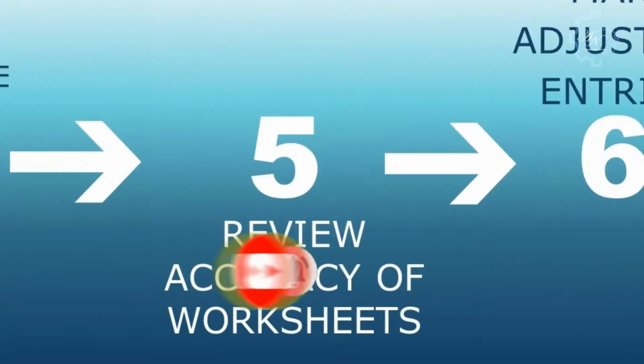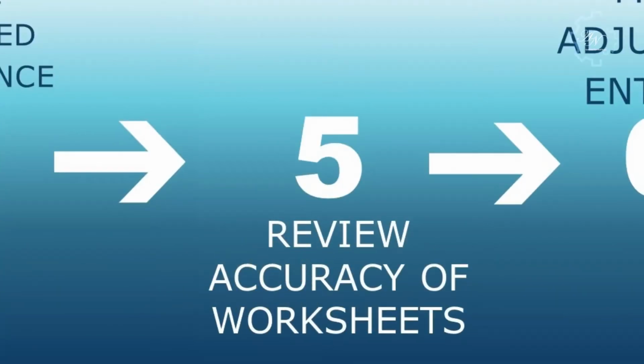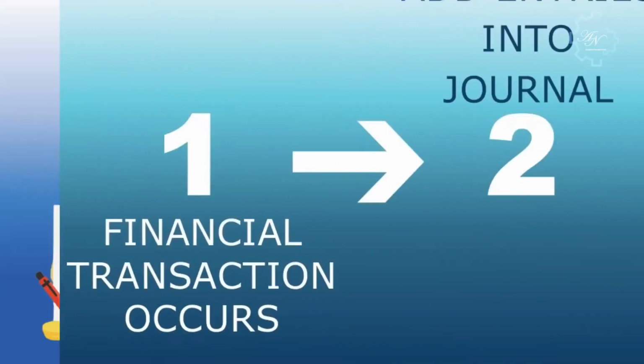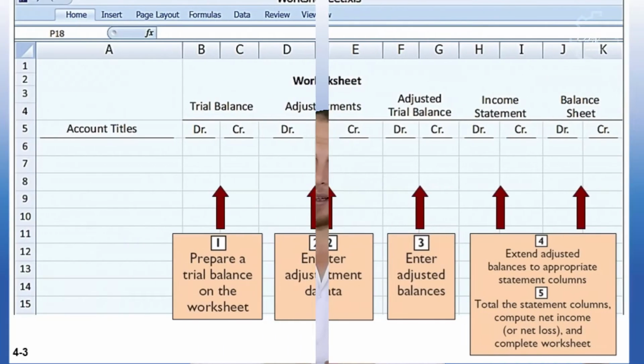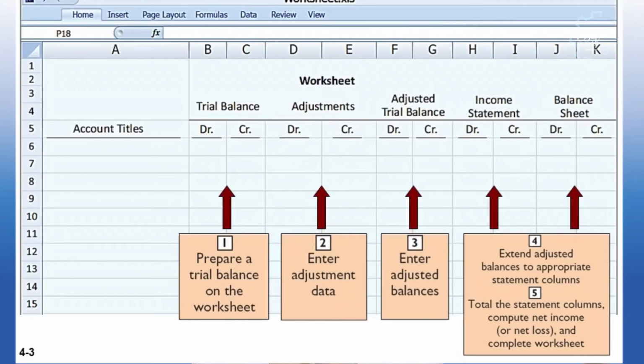Step 5. Review the accuracy of the worksheets. This step is only necessary when the ending balance doesn't match up. Accounting errors usually happen from mathematical slips, incorrect posting, or inaccurate transcriptions. Whatever the scenario, a bookkeeper needs to find out where the error took place.